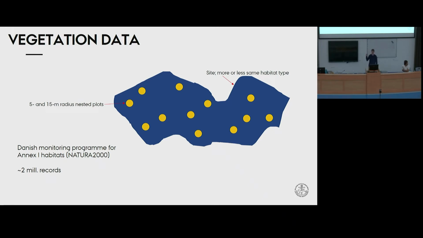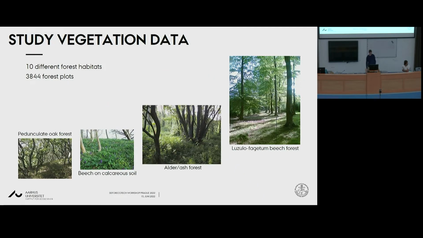And this monitoring program that we have is hierarchical, so we have these stations, those are the blue ones, just an example. And within each station, which is of a similar habitat, we have a number of randomly scattered plots, primarily vegetation plots, but we also measure various other things in them, and I'll tell you in a minute. We have more than 2 million records of plants in that data set, and we have close to 4,000 forest plots in it.